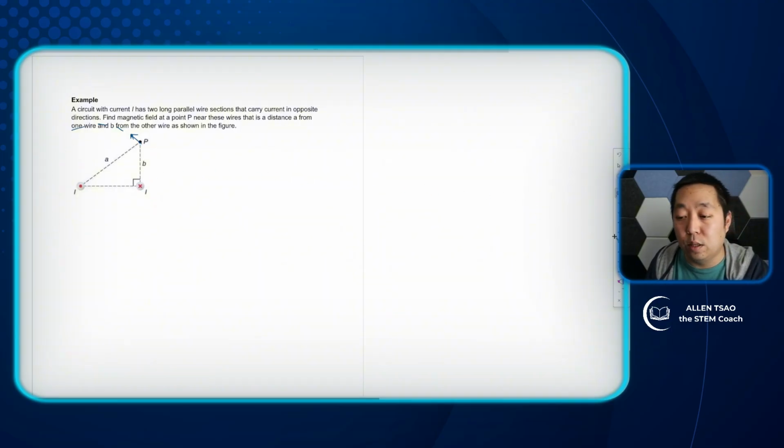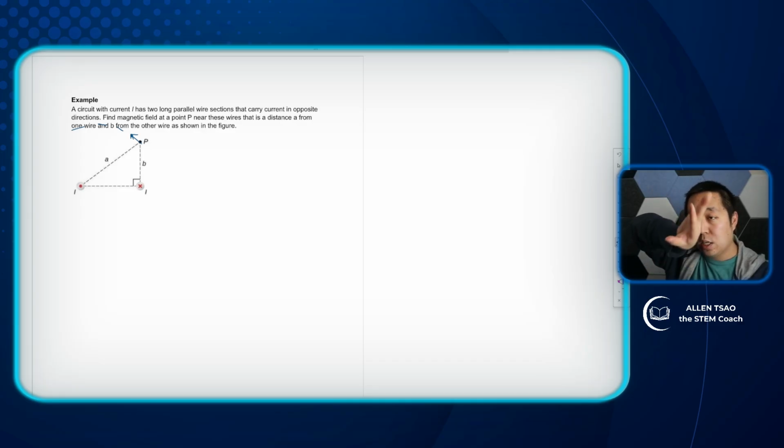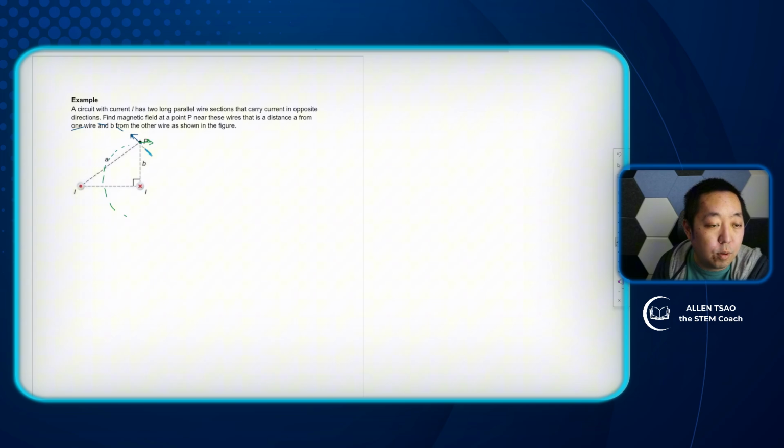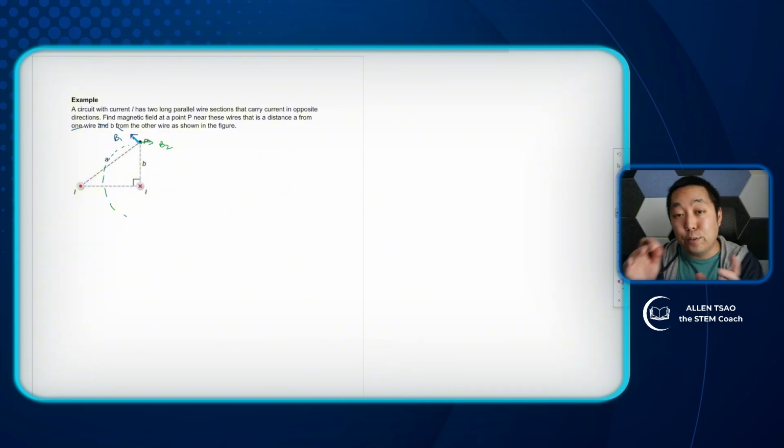Okay, now what about this one going into the page? So this current, I put my thumb into the page, and now my fingers curl in the clockwise direction as I'm looking at it. Okay, and so clockwise means it's going to go up, and it's going to be pointing straight to the right at this point, because that's what the circle would look like, right? Because it's got to be a circular path. So this is B2. This is B1. So now we have vectors that are in very different directions, right?